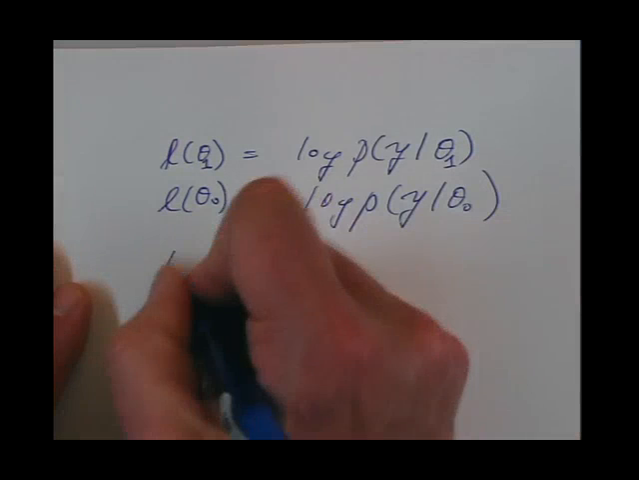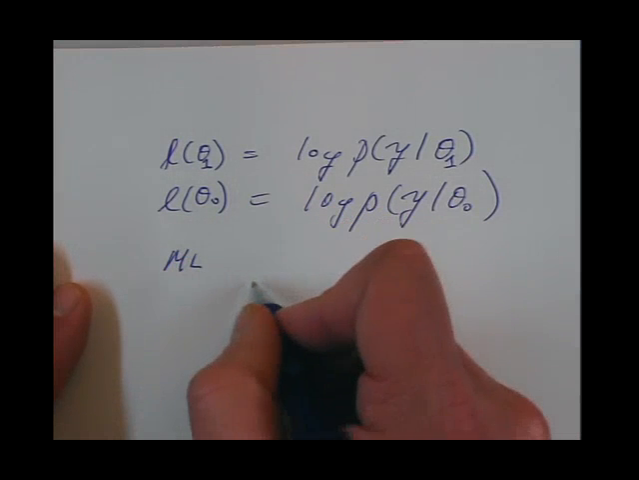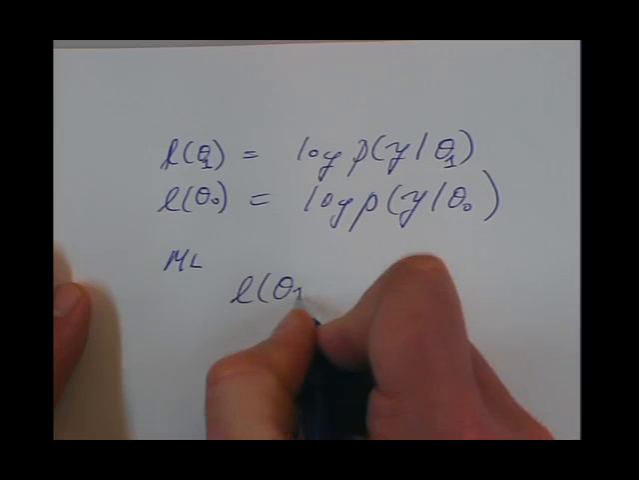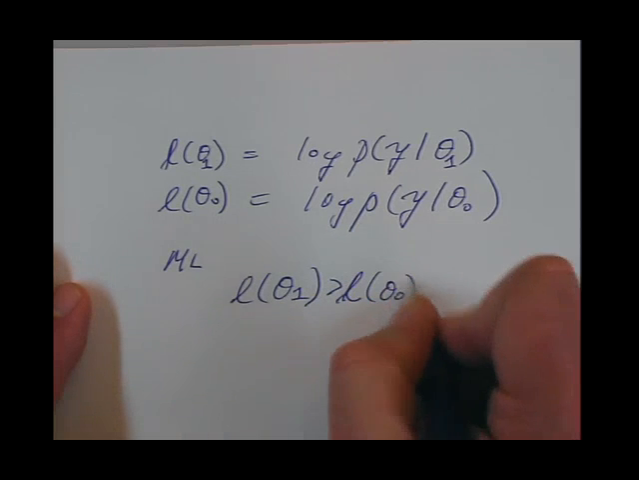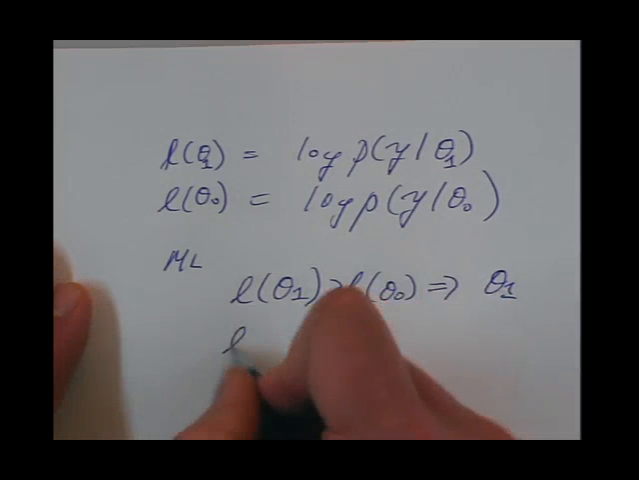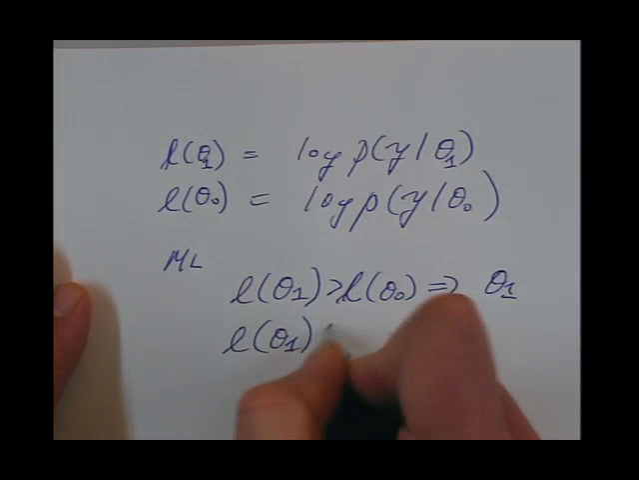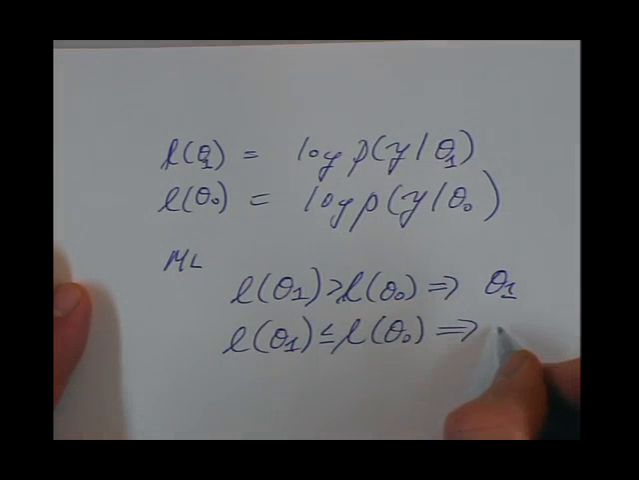So this would be theta 1 and theta 0, right? And the maximum likelihood classifier would be, if L of theta 1 is greater than L of theta 0, then the classification is theta 1. And if L of theta 1 is less than or equal to L of theta 0, the classification is theta 0. All right, so that's the maximum likelihood classifier.